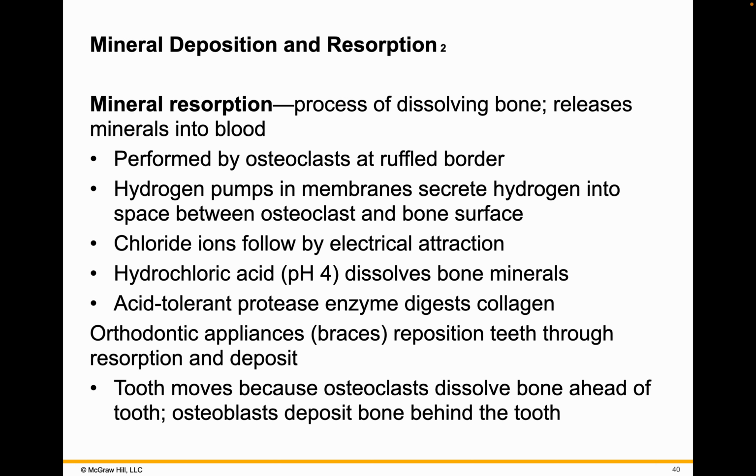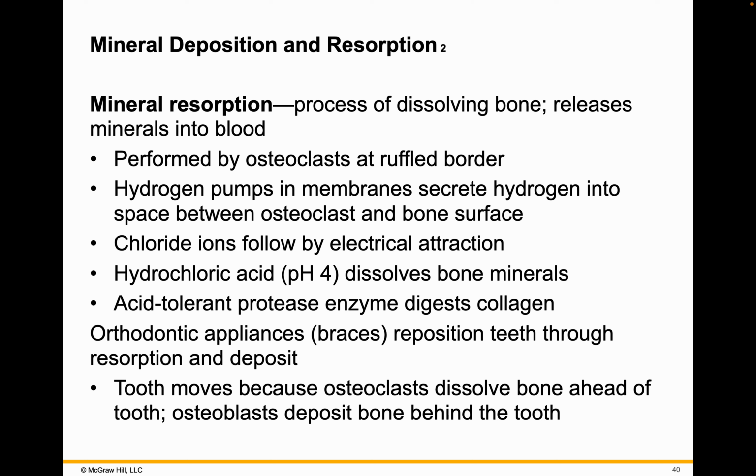Mineral resorption is the process of dissolving bone, which releases minerals into the blood. It's performed by the osteoclast at the ruffled border. They have hydrogen pumps in their membranes that secrete hydrogen ions into the space between the osteoclast and the bone surface. Chloride ions then follow because of electrical attraction, creating hydrochloric acid, which has a pH of approximately 4. This will dissolve the bone minerals. There are also acid-tolerant protease enzymes that will digest the collagen.